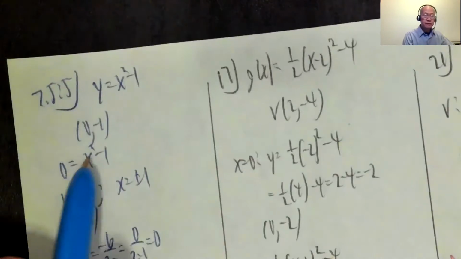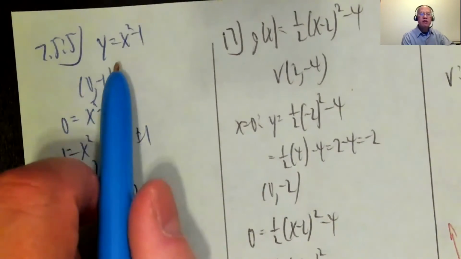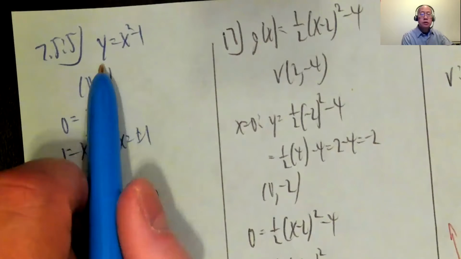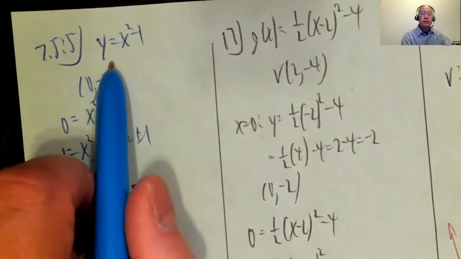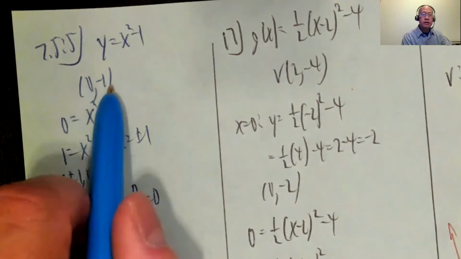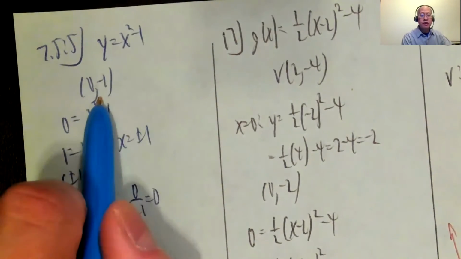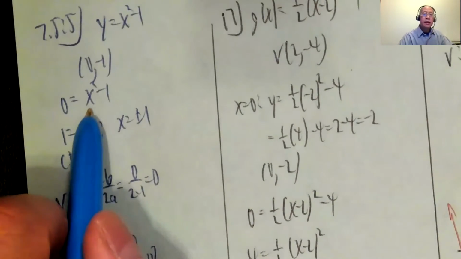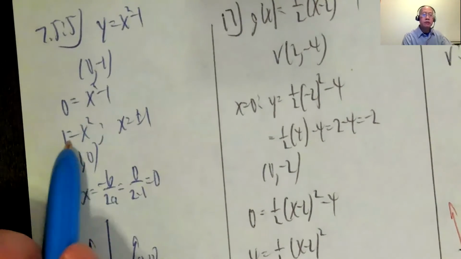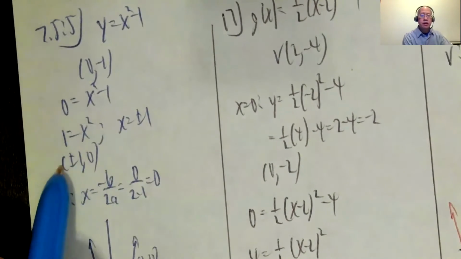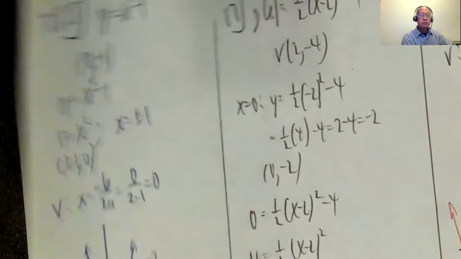So 7.5, some problems on parabolas. Number 5, y equals x squared minus 1. So they want intercepts. That means when x is 0, what's y? When y is 0, what's x? So when x is 0, y is negative 1. When y is 0, x squared minus 1 is 0. That means 1 equals x squared, or x is plus or minus 1. So our intercepts are plus or minus 1 comma 0.